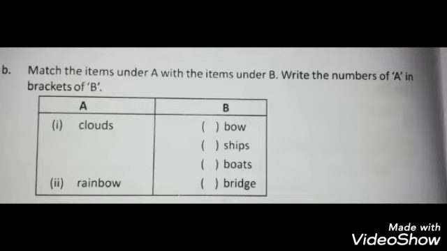Then rainbow is compared to a bow, rainbow is also compared to a bridge. So the correct answer is bow and bridge. So we will write 2 against bow and bridge, in the brackets before them.